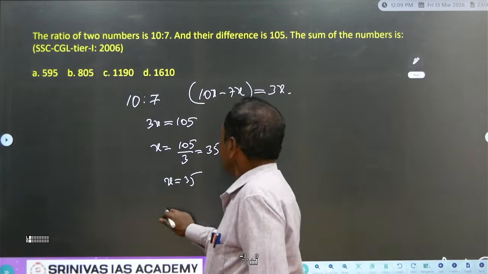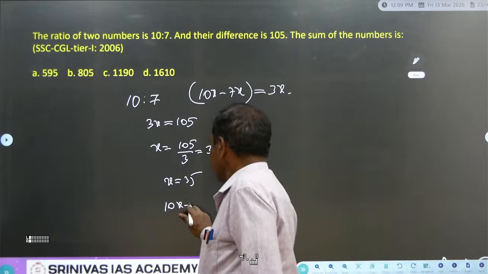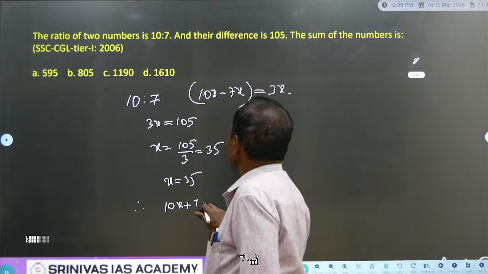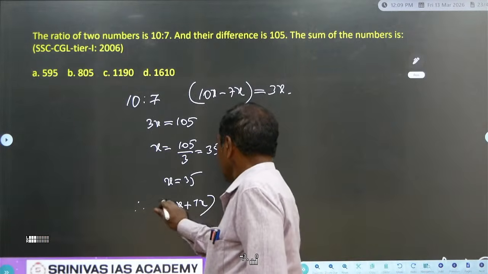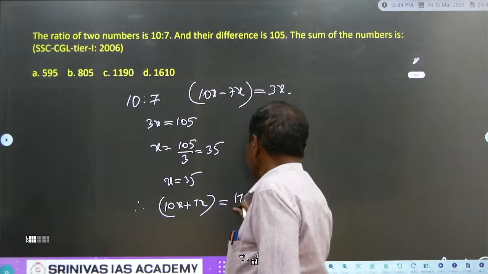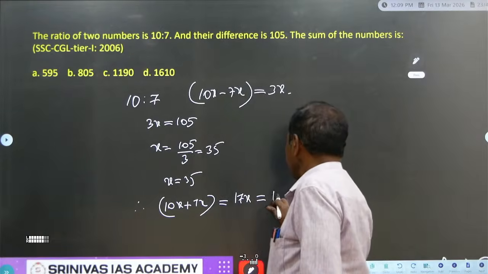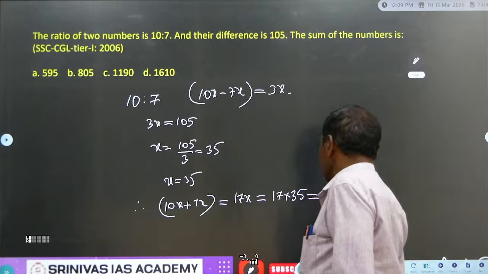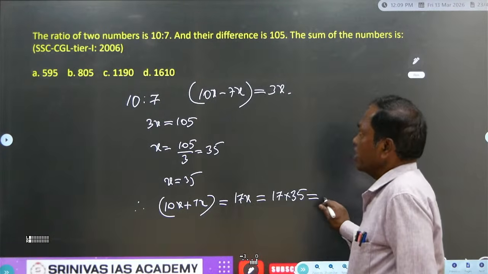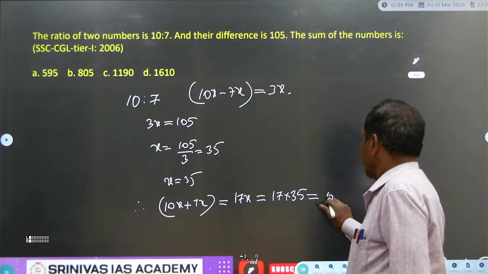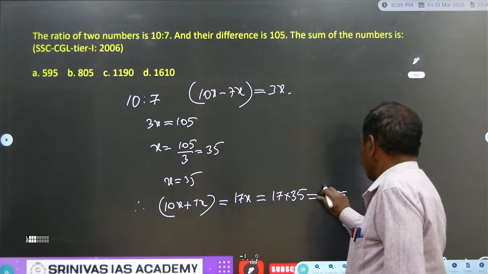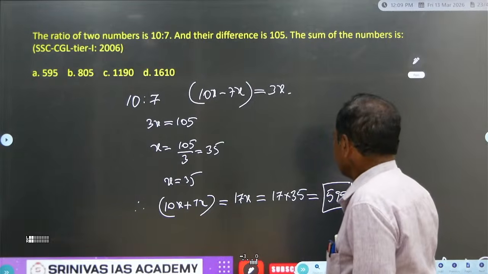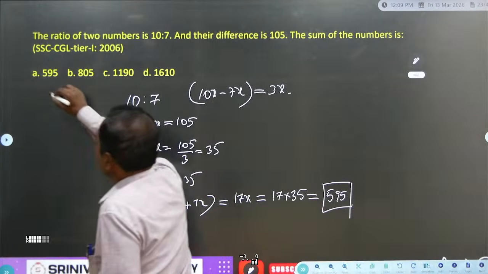The sum of the numbers is the sum of ratios, so 10x plus 7x is what? 17x equals 17 into 35, which is 595. 595. Option A.